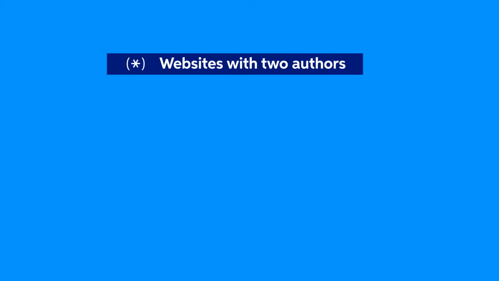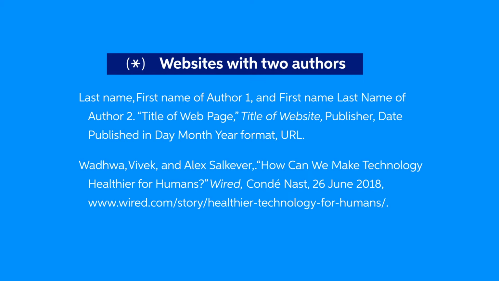For a website with two authors, place the authors' names in the same order as the source. The first name should be formatted in reverse order as was done for a single author. The second name, however, is written as first name, last name, and is followed by a period. The rest of the citation will follow the same structure as citations for websites with one author.